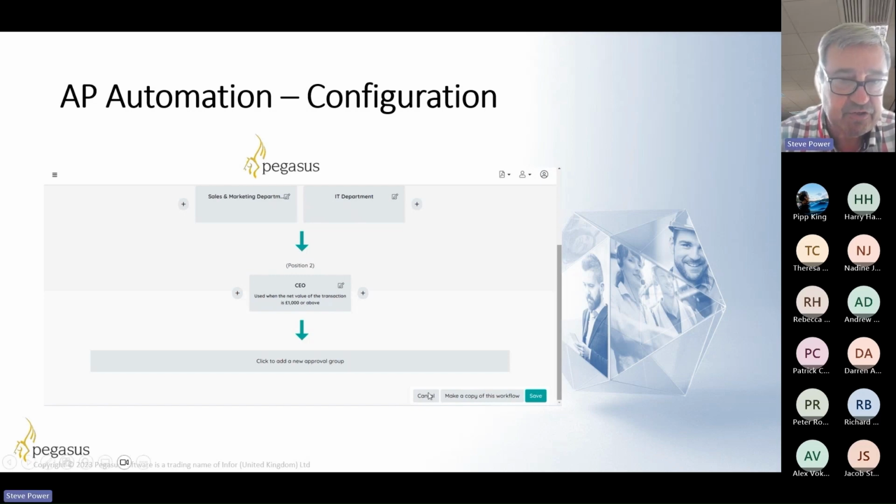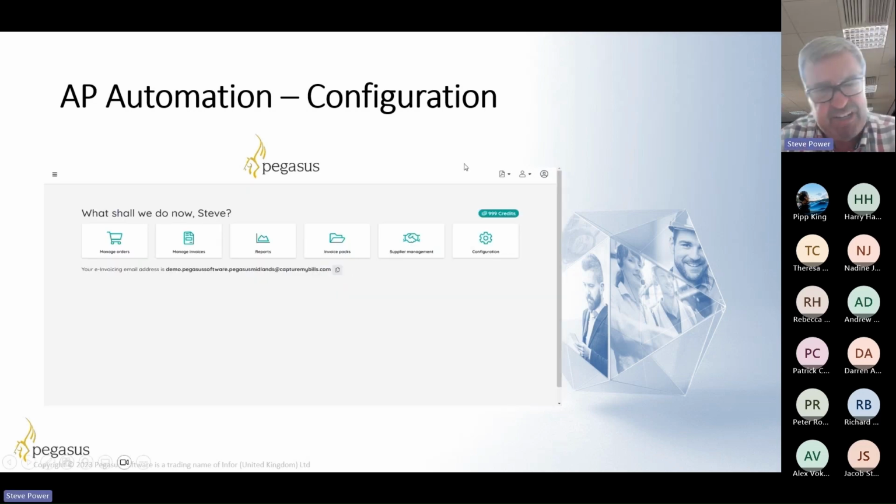Okay, let me go back to the main screen. And that's just an example of a workflow, but I can set up thousands of them. Okay, on the main screen, what does it show me? So when you log in, you'll get a screen similar to this. The first thing you've got here is what is the email account that's being monitored?